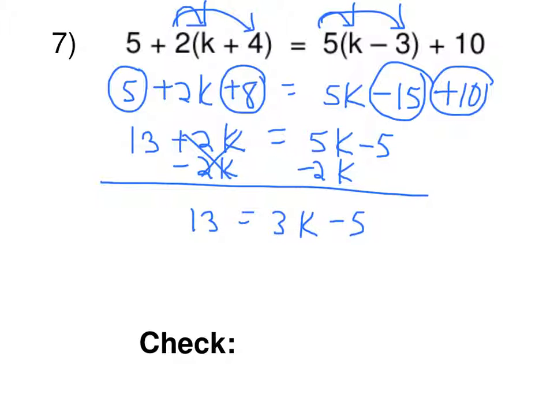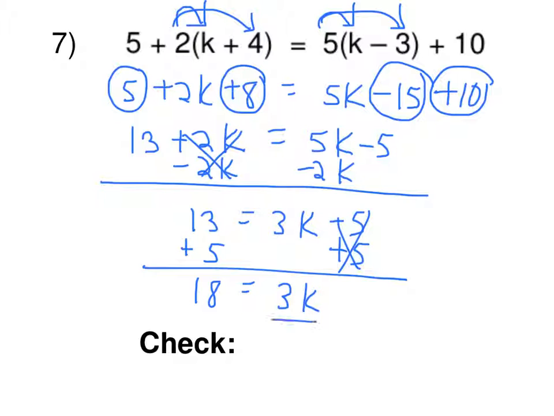Now my next step would be, I want to get this constant over. This is called a constant. I want to move it over, so I'm going to add 5. Draw your line and you get 3k is equal to 18. Divide by 3. So k is equal to 6. And you can check that if you want to.